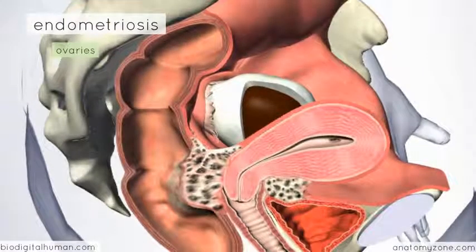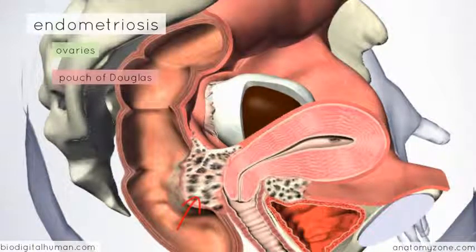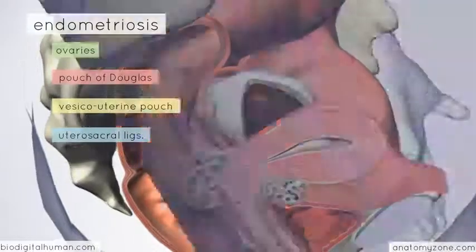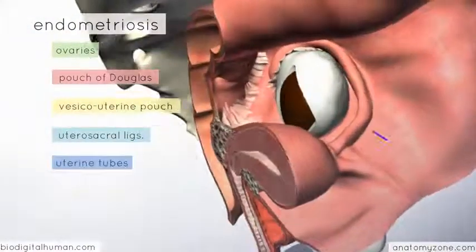endometriosis has an affinity for the pouch of Douglas, so the rectouterine pouch. It also can be found in the vesicouterine pouch as well. And other common sites are the uterosacral ligaments, and it also affects the uterine tubes.